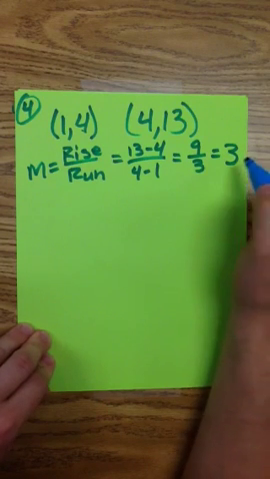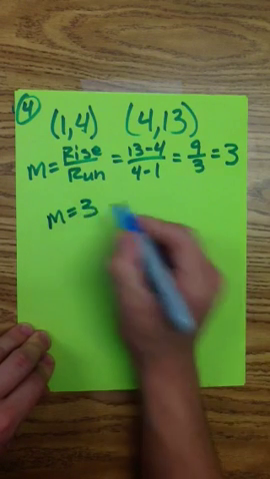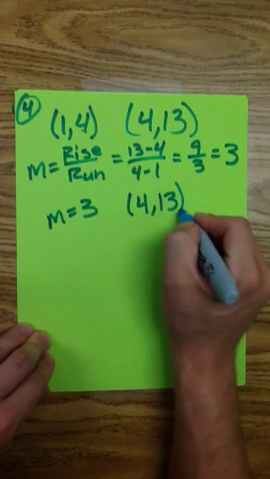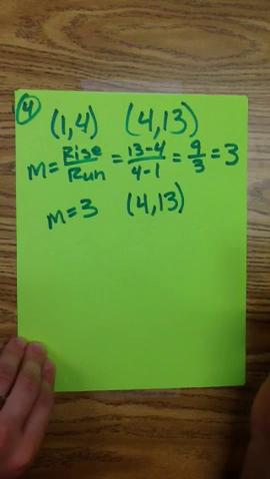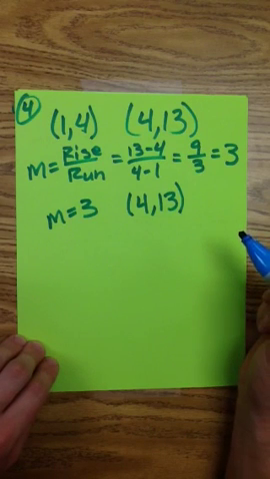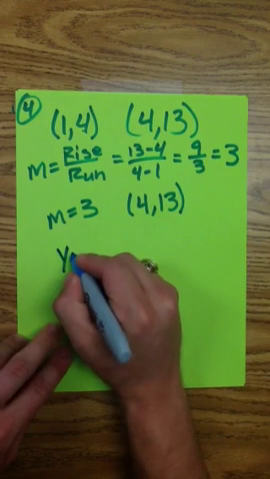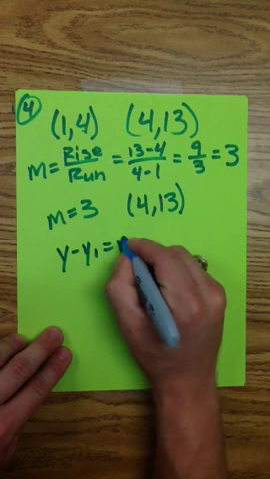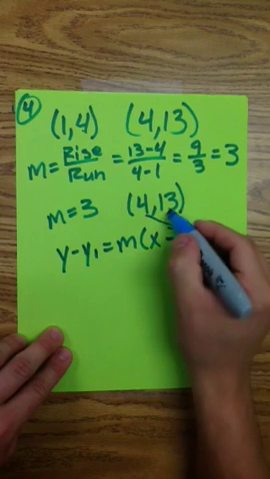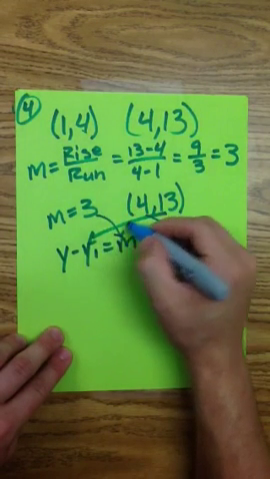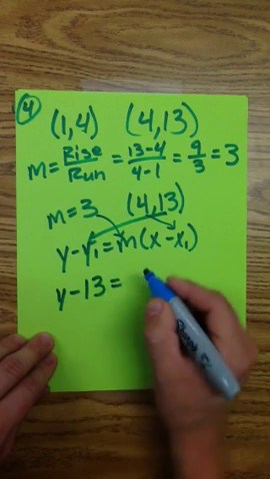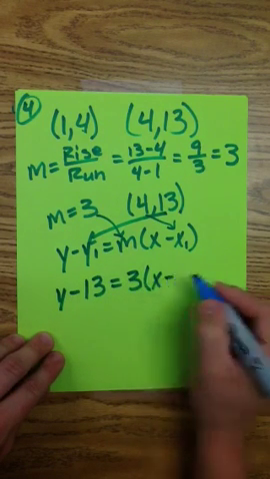So if I know my slope is 3, I only need one of these points now. I'm going to use the point 4, 13. I have the option of doing it either way. I could do slope-intercept form, where I have to solve for b, or in this case, what I'm going to do is use point slope form again. y minus y1 equals m times x minus x1. I'm going to plug in my x, my y, and my slope. I'm going to say y minus 13 equals 3 times x minus 4.